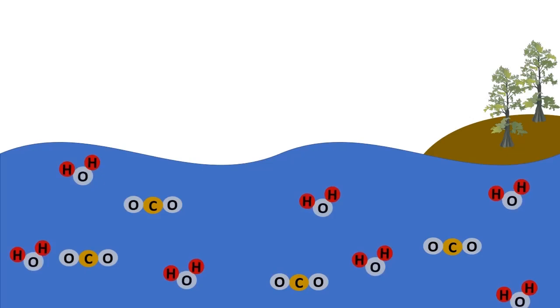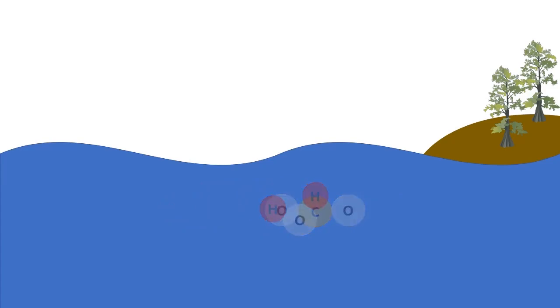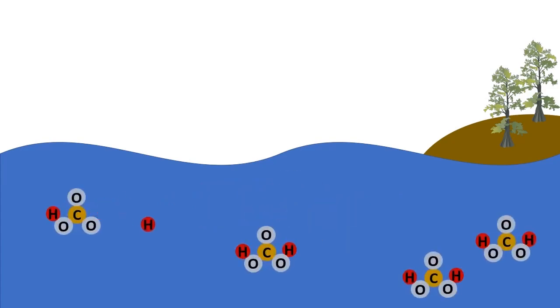In the ocean, carbon dioxide is hanging around water molecules. Carbon dioxide can react with water to form carbonic acid. Carbonic acid itself is pretty weak, and it loses one of its hydrogen atoms pretty easily. What's left is called bicarbonate.